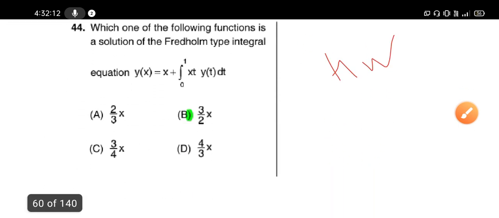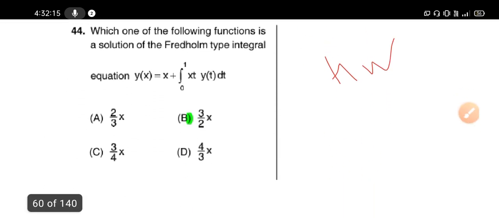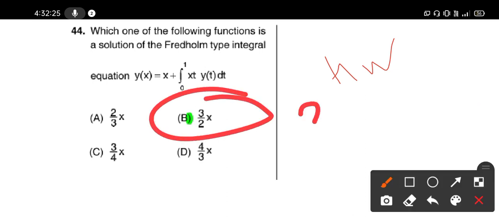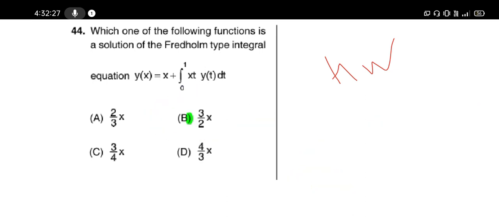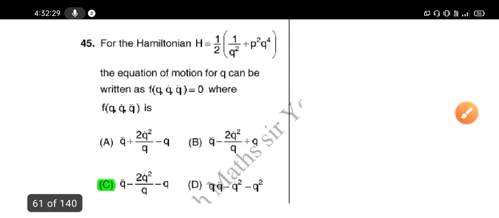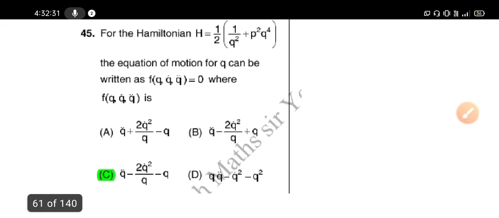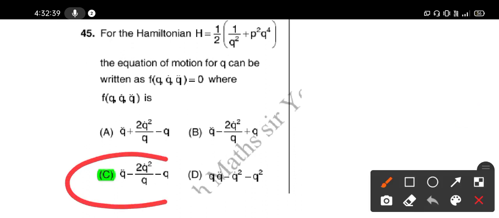Next question, which one of the following functions is the solution of the integral equation y of x is equal to x plus the integral from 0 to 1 of x t y of t dt? Answer: we get 3 by 2 x. Next question, for the Hamiltonian H is equal to 1 by 2 (1 upon q square plus p square q raised to 4), the equation of motion for q can be written as. Option C is correct.